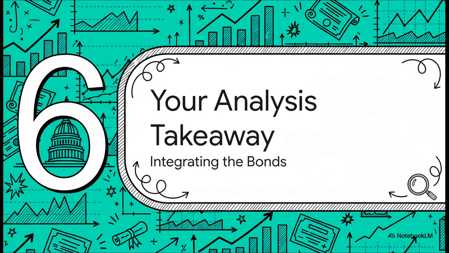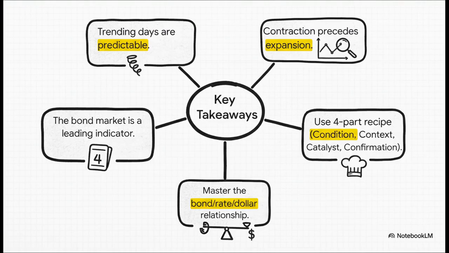Okay, so let's put a bow on all of this. What's the big takeaway here? How do you actually take this information and integrate it into your own analysis starting tomorrow? Here's what you need to burn into your brain. First, those big trending days aren't random. They are often very predictable. Second, always remember that small ranges lead to big ranges. Contraction comes before expansion. Third, start looking at the bond market as your number one leading indicator for volatility.